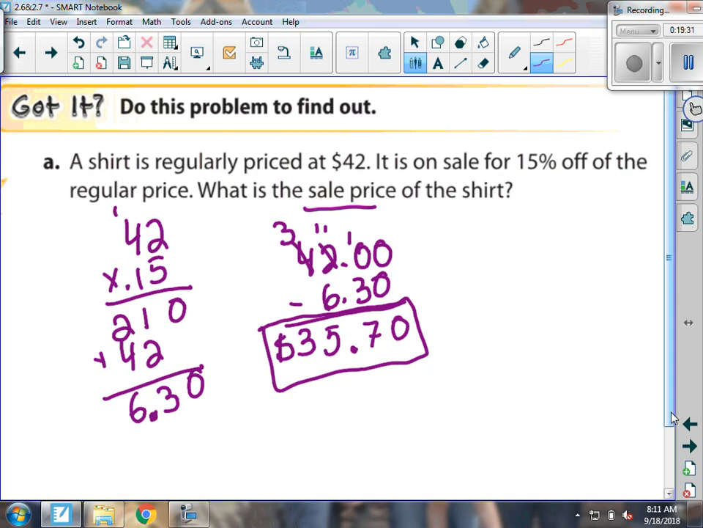Okay, so check your answer, please. If you got it wrong, fix it. Figure out where it is that you're going wrong. Be careful with your multiplication. Make sure that you're not messing up here and that you're putting your decimal in the correct location.